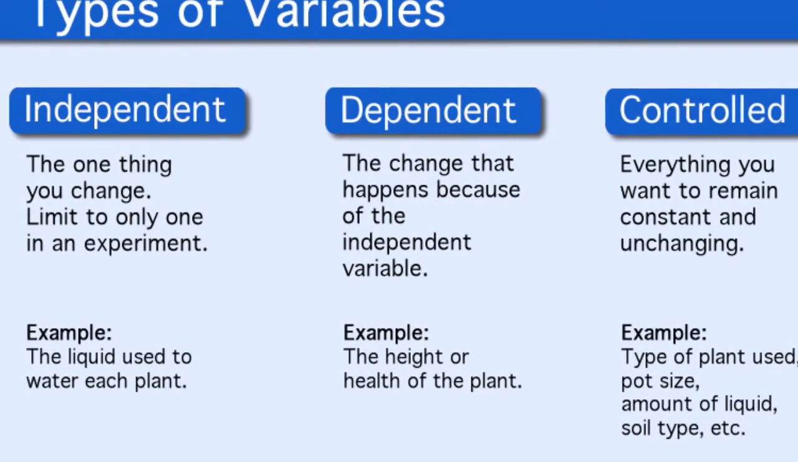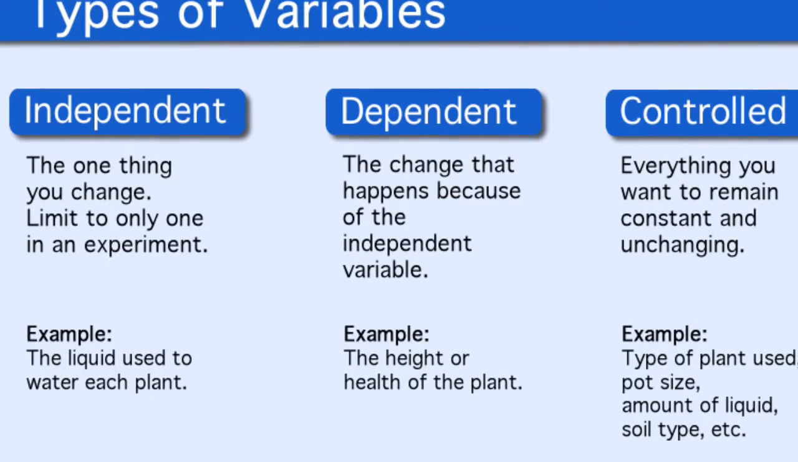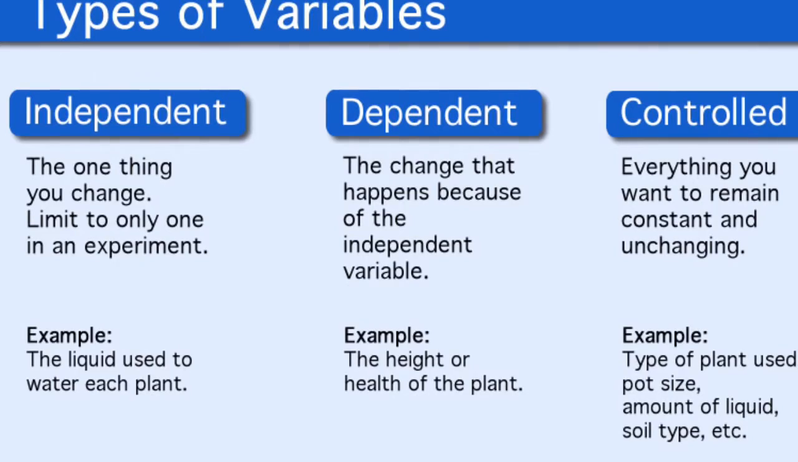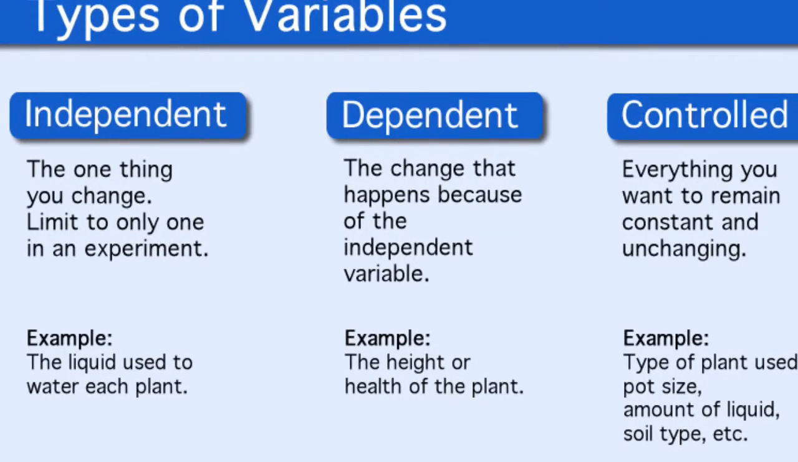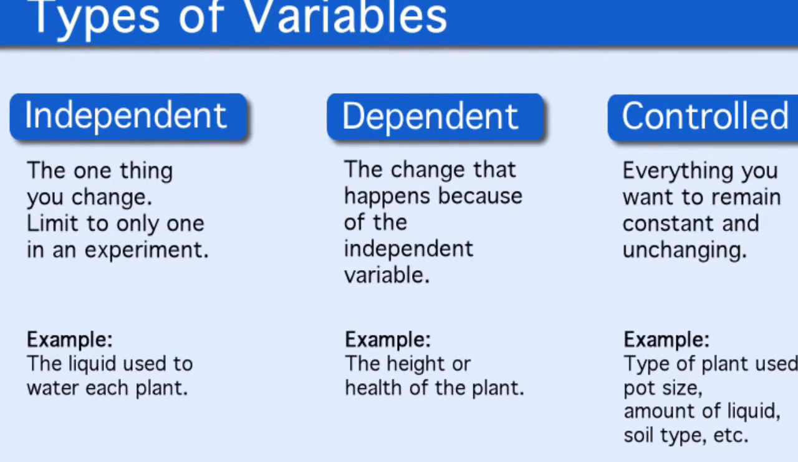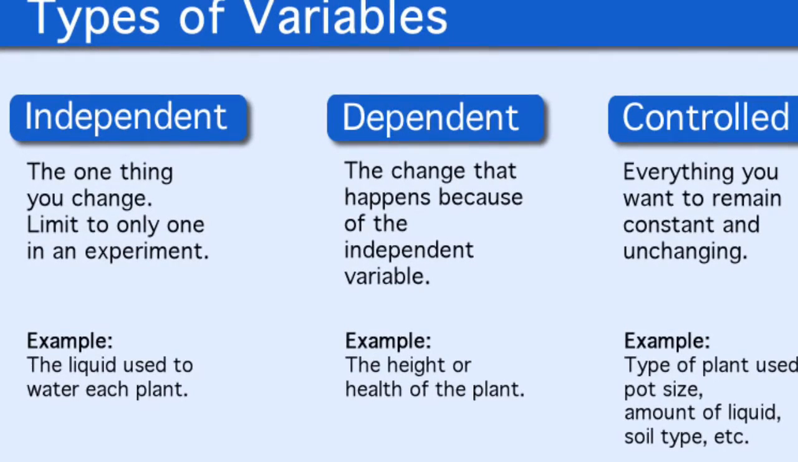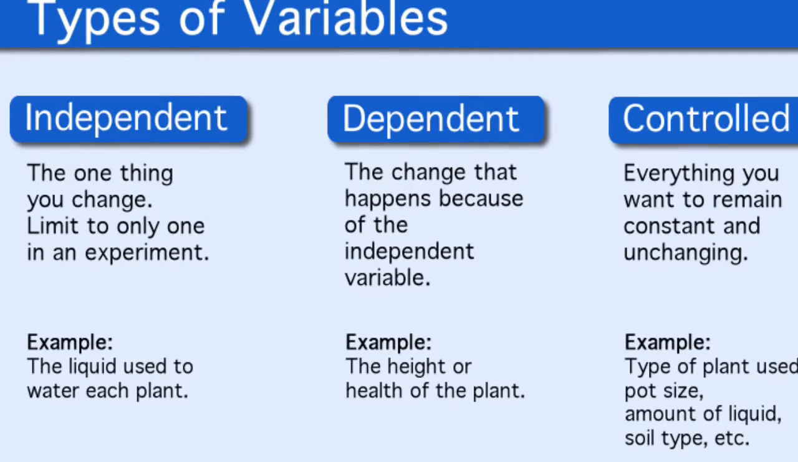You might have more dependent variables than you planned on. Usually, the dependent variable is actually what you want to gather data on. So the height of the plant or the health of the plant is actually the data that you're going to use to analyze whether or not your hypothesis was correct.